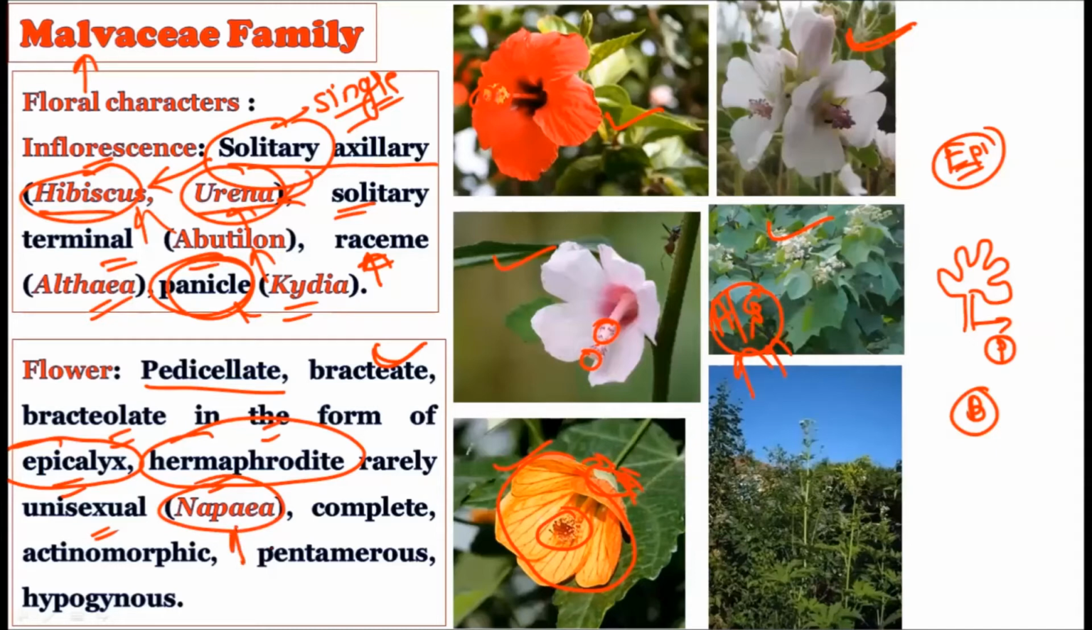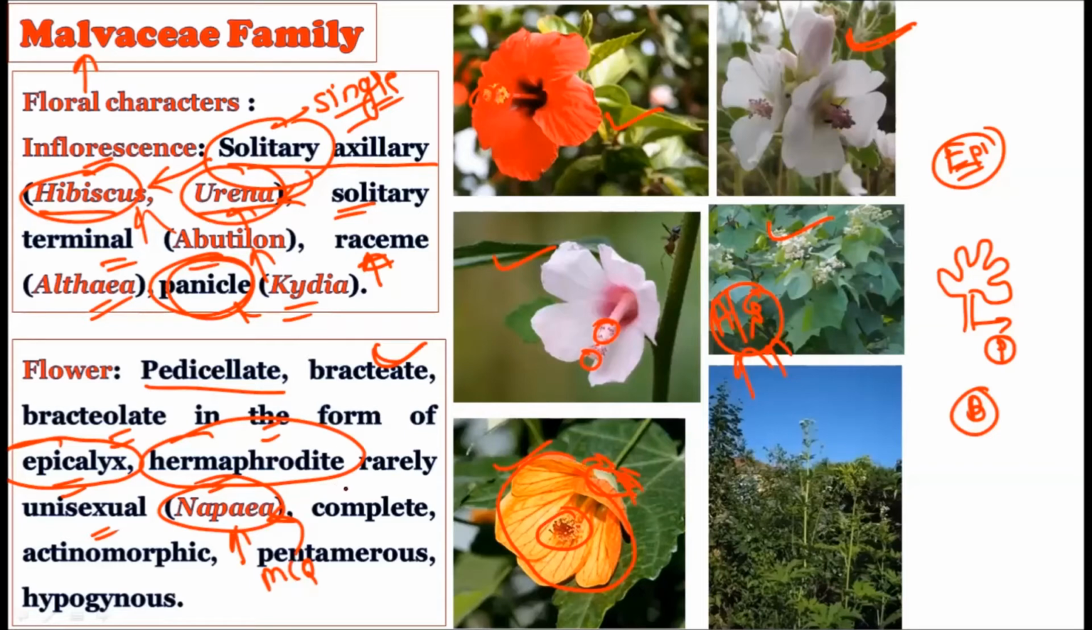This will be important from the MCQ point of view. Majority of the time the examiner likes to ask the exceptions in the Malvaceae. For example, in the Malvaceae family, which genus is showing unisexual flowers? The Napaea genus in the Malvaceae family shows the unisexual type of flowers, while the rest of the flowers in the Malvaceae family are hermaphrodite, bisexual in nature.